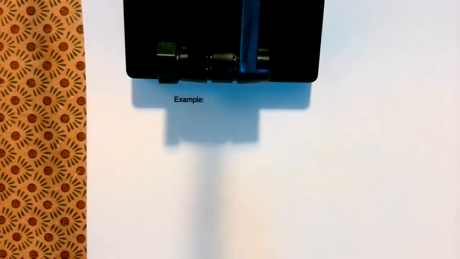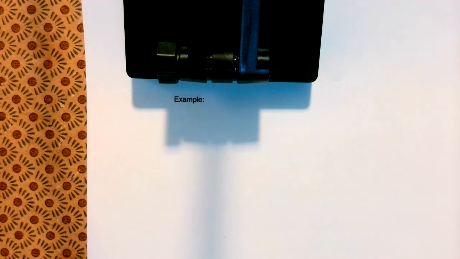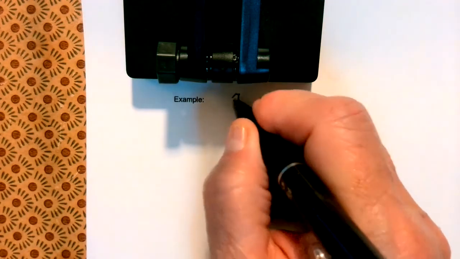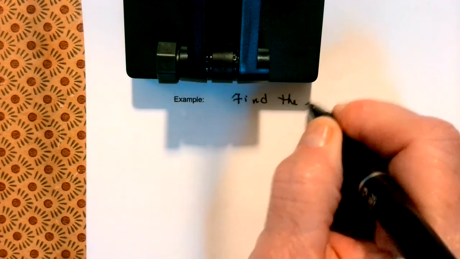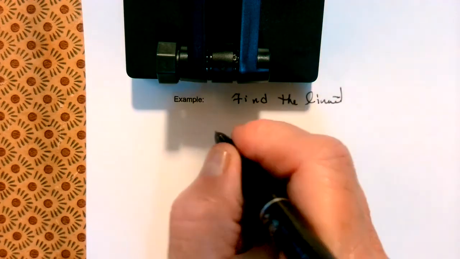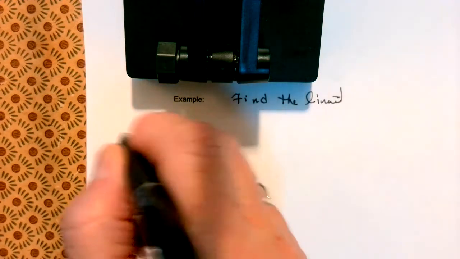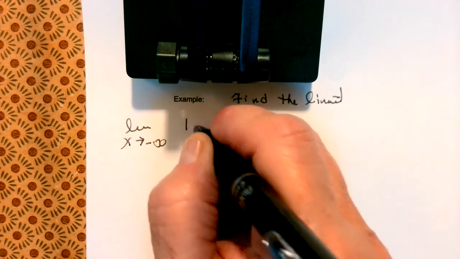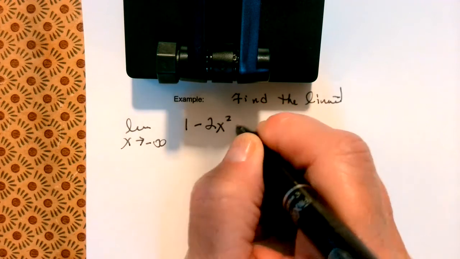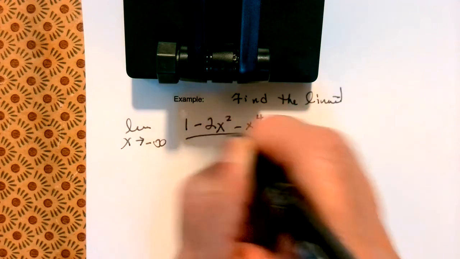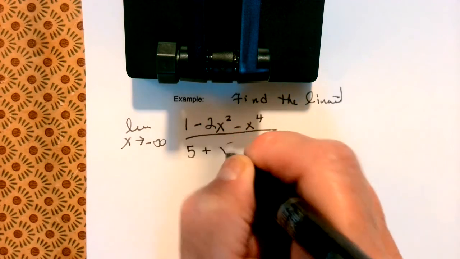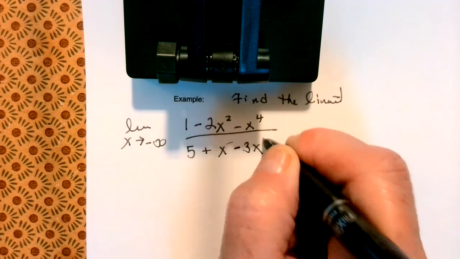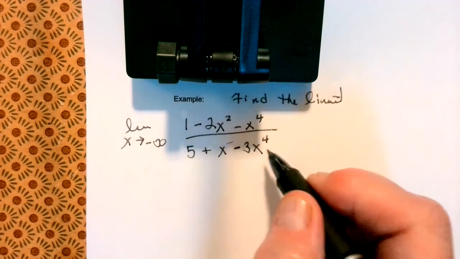Okay, so we've got an example. We want to find the limit, and it's the limit as x goes to negative infinity of 1 minus 2x squared minus x to the 4th over 5 plus x minus 3x to the 4th. So what we've got is a polynomial divided by another polynomial.